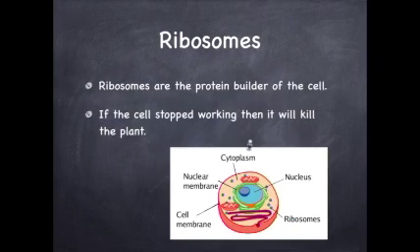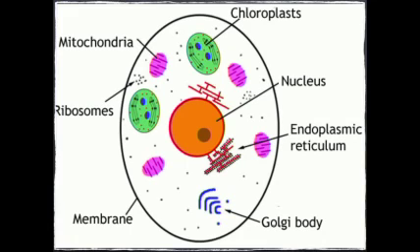Ribosomes create protein for cells. They are small structures that function in protein synthesis. The cell wouldn't be able to produce protein for the other cells if it stopped working. It would cause the cell to stop working and die.